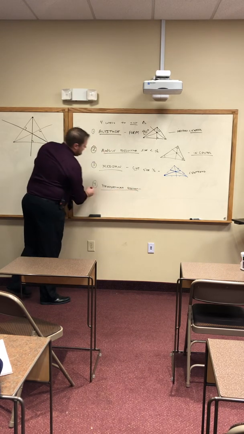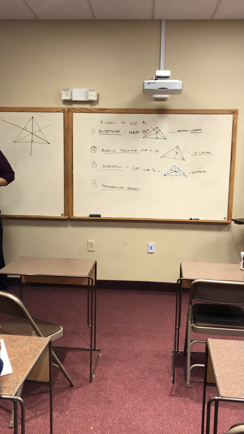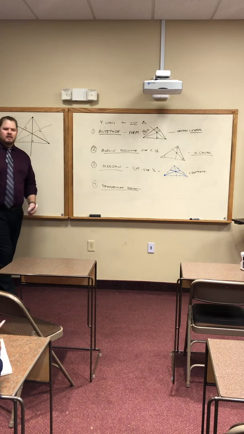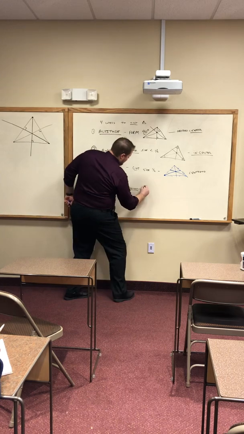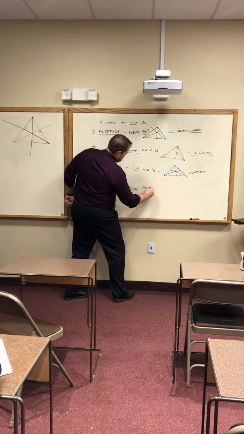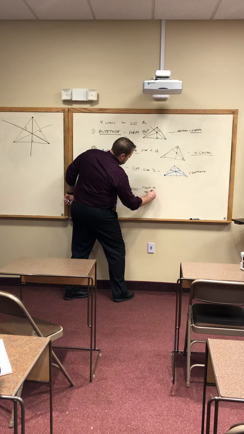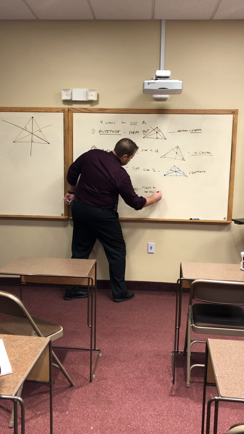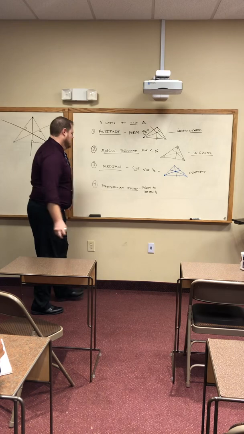Okay, so what's a perpendicular bisector? What do you think that is? It's perpendicular, so that means what? It forms a 90 degree right angle. And if it bisects it, what does it do? It cuts in half. Cuts the side in half. So it forms a 90-degree angle and cuts in half.